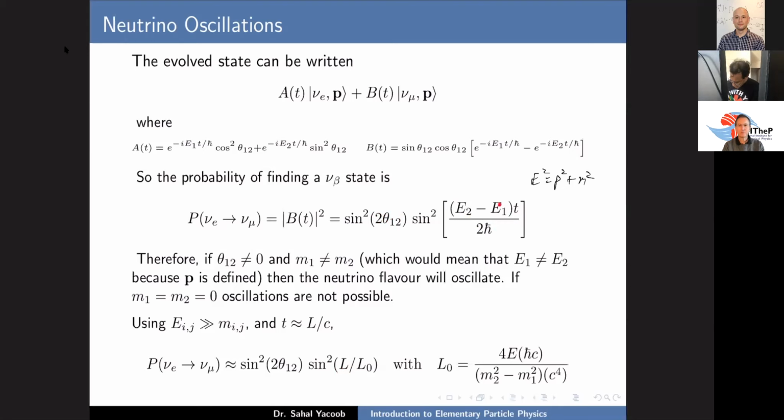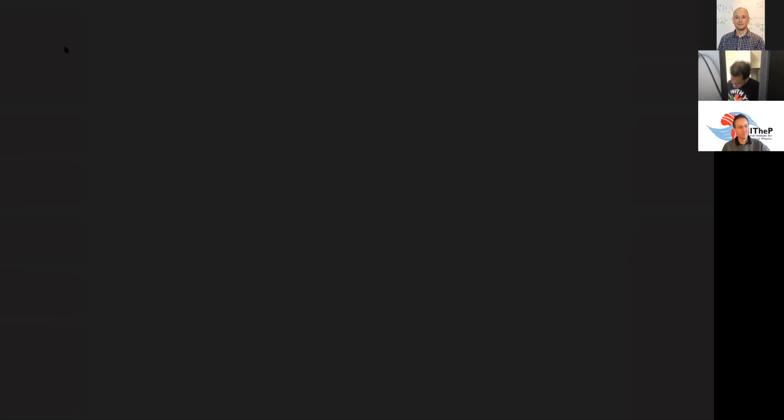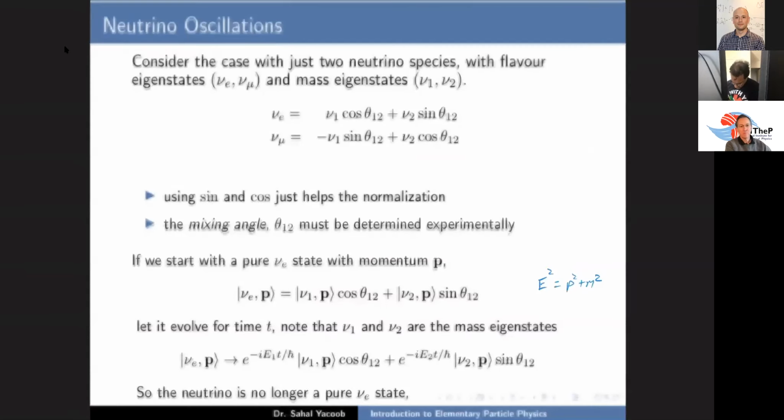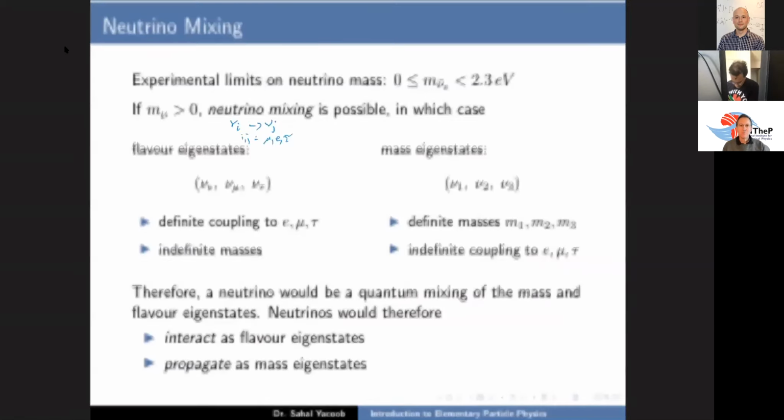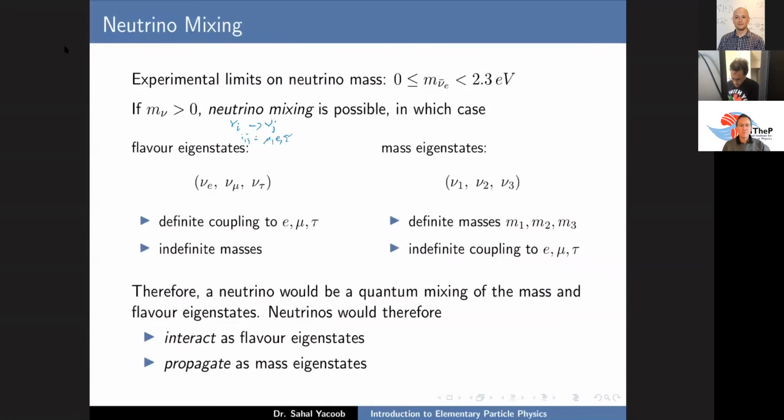So in order for them to have an energy difference, they need to have a mass difference. And in order to have a mass difference, they need to have masses. But we still have this thing that is left over. So we have to go back a little way, back even more, we need to have mass eigenstates that are distinct from the flavor eigenstates.